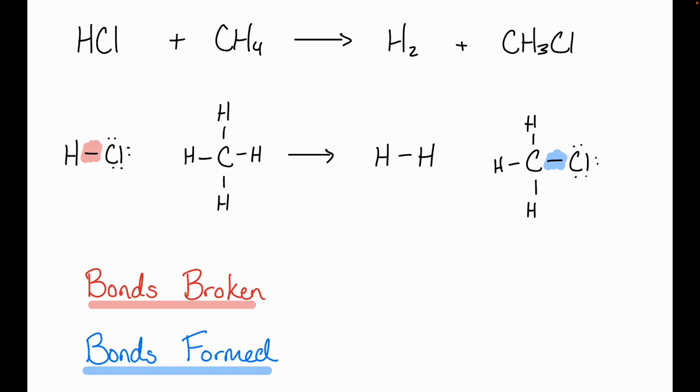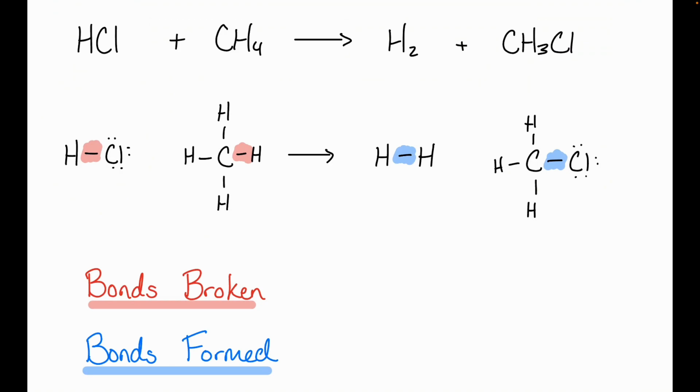What other bond am I going to have to break on my reactant side? This carbon has how many hydrogens? 4. This carbon has how many hydrogens? 3. So I have to get rid of one of them. I have to break one of these carbon-hydrogen bonds as well. And then on my product side, one of my other new bonds will be this new bond between these two hydrogen atoms.